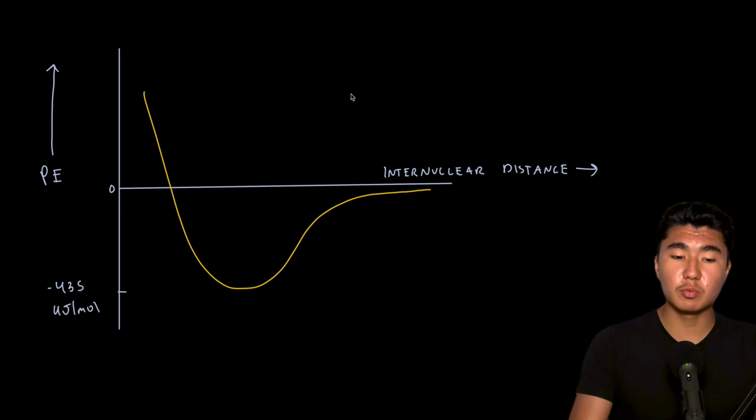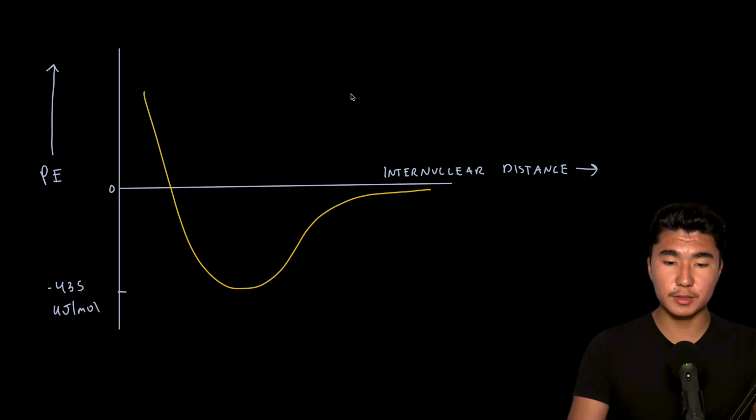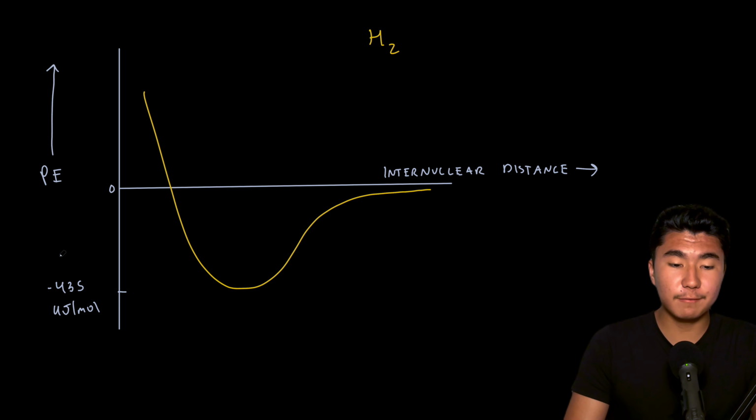Alright, so now let's look at this graph illustrating potential energy and internuclear distance. And for this example, we are going to be using H2, or our hydrogen gas. The H2 is in gaseous form. So over here, we have a potential energy of negative 435 kilojoules per mole.